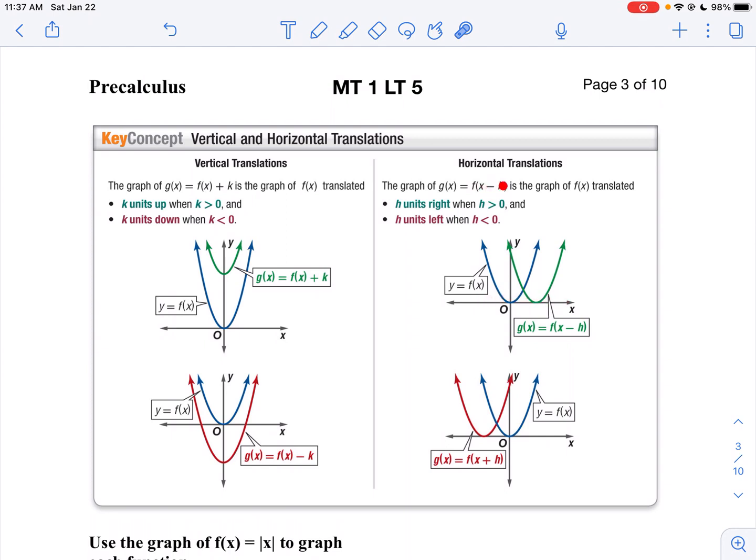Notice it's x minus h. So when you subtract, you're actually moving it to the right. When you're adding, you move it to the left because you're subtracting a negative number.